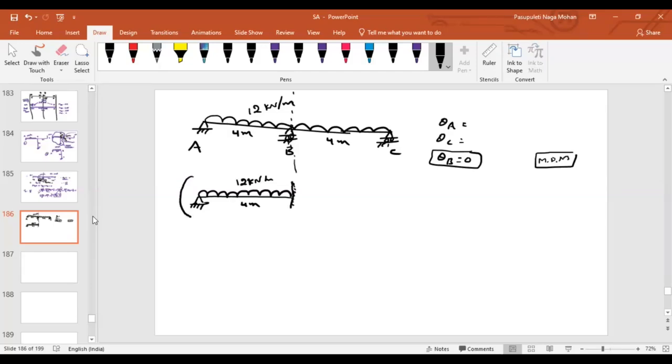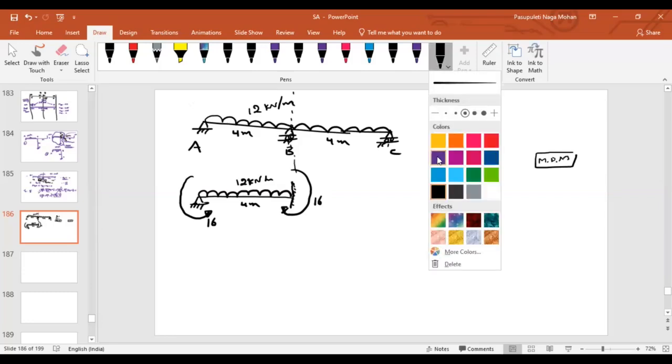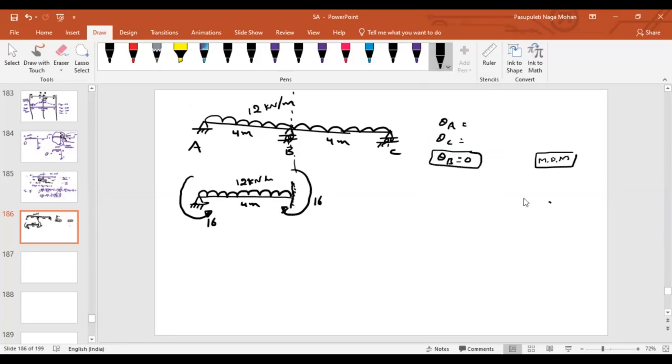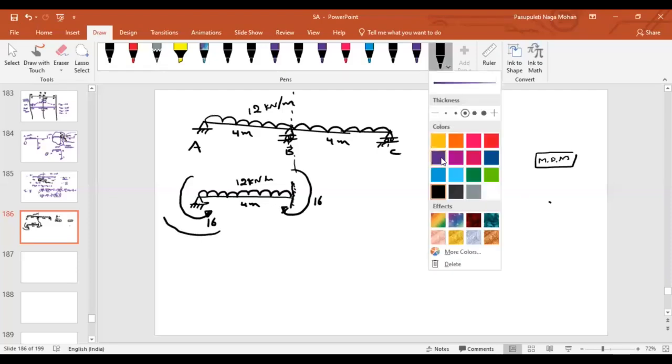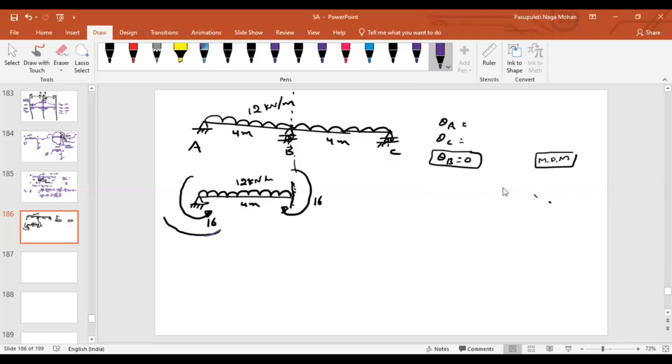What about the fixed end moment? Here it is anti-clockwise. How much is the magnitude? Already we have solved it: 16. Here it will be clockwise 16. But what about at this joint A? Will any moment develop there? No, sir. We have to balance it. How will you balance it? By clockwise 16.